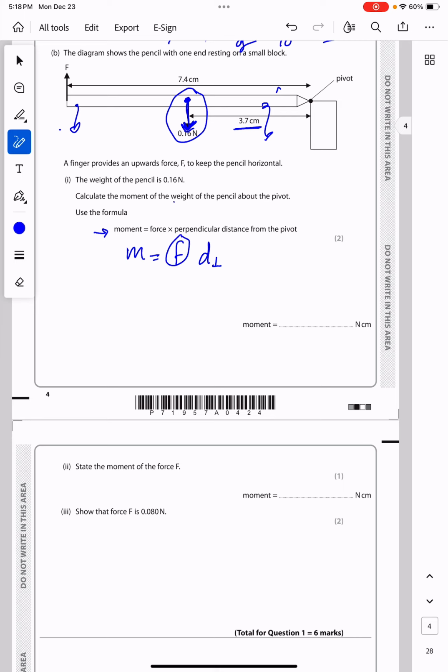Now, what is the force? As we mentioned, it is the weight. It is written in the question. We know the weight is a force, is a type of force. So we know that moment, and please be careful not to mix the two.